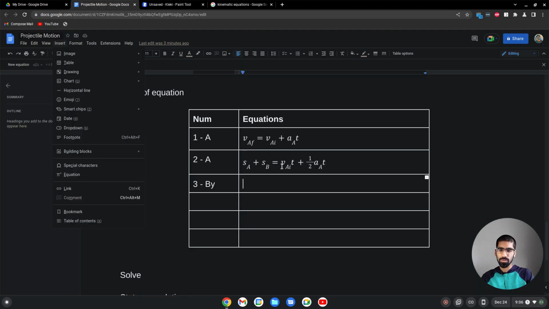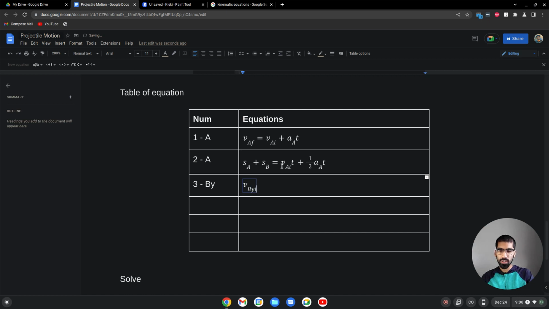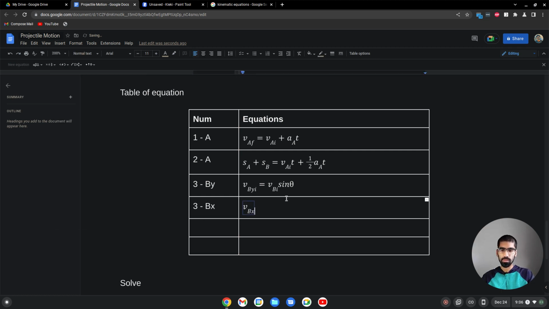So I'm just going to write out what we just identified. VByi is equal to VBI sine theta. And in the x-axis, we have VBxi, it's equal to VBI cos theta.